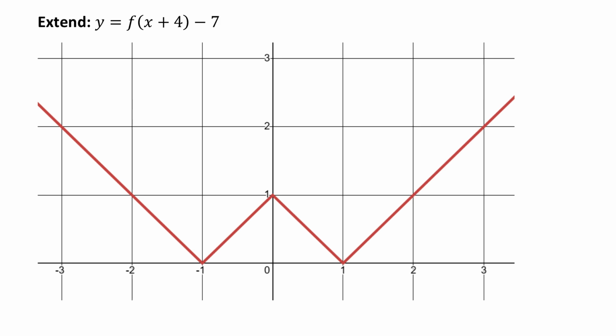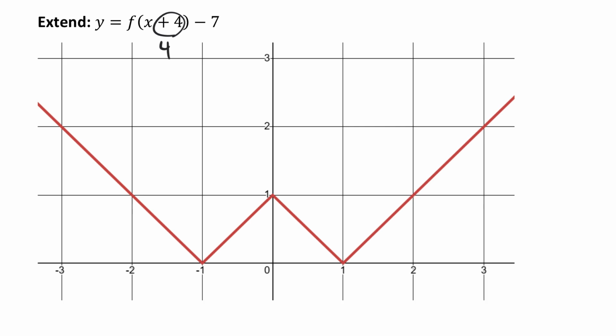Okay, let's try another example. Let's see if given this initial graph, we can come up with a new graph. f(x) equals |x plus 4| minus 7. So your two transformations here are you need to move the graph 4 left and 7 down.